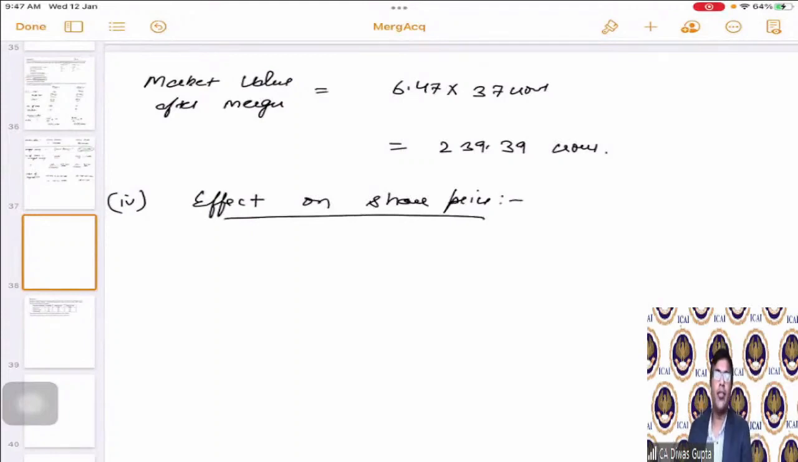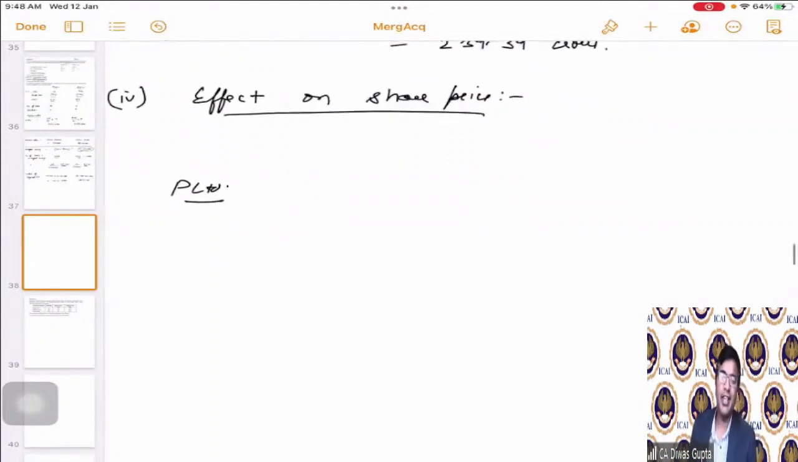Now this will be calculated from both the company's point of view. First, we will take P Limited. P Limited, it is very easy, 1:1. There is no swap ratio because P Limited is already the main company, the acquiring company, correct? So we will just simply calculate the gain or loss.